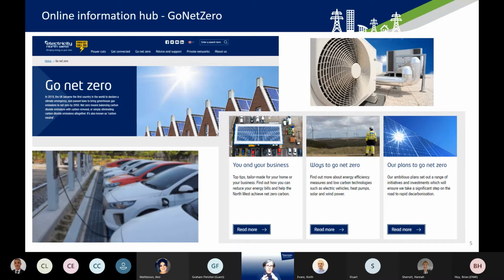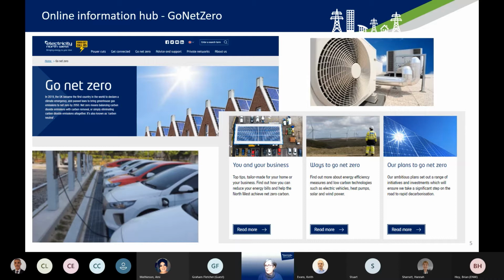So the platform itself, as you can see, this is the home page. It's on our website and it splits into 3 main sections. So, you and your business, that holds the information about what specific top 5 actions high energy using sectors in our region can do to reduce their emissions.